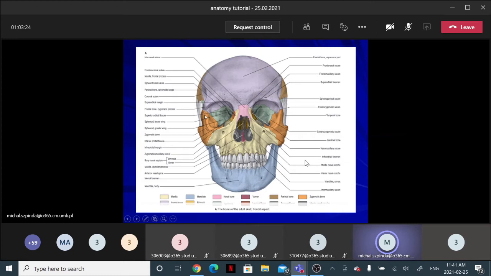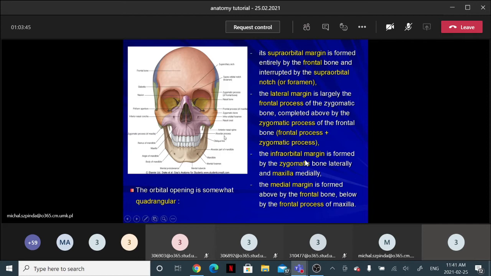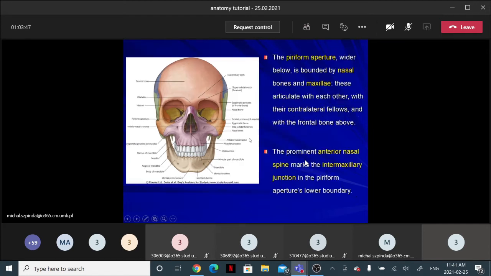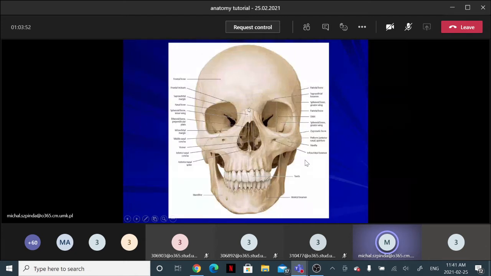So in spite of being quadrilateral, the zygomatic bone has 5 borders. This is the fifth border. And some things concerning a genuine skull.